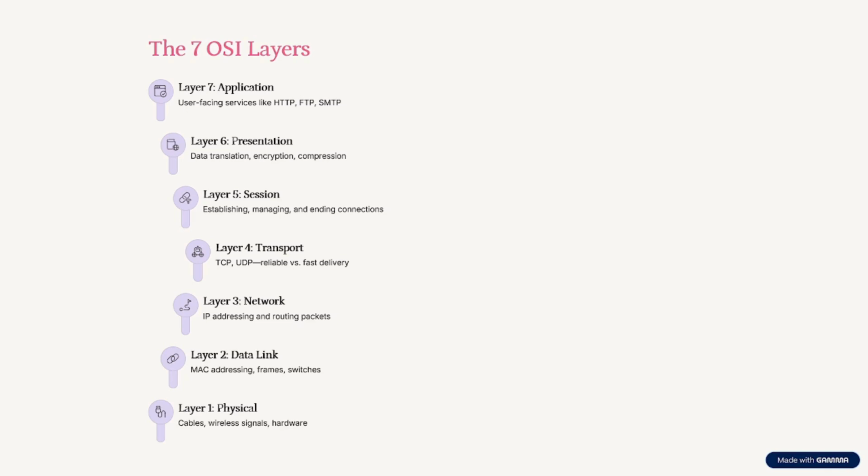Next comes layer 6, the presentation layer. The presentation layer is responsible for data encoding and decoding, encryption and decryption, and compression. This is where SSL and TLS operations logically occur. Security considerations include weak cipher suites, improper certificate validation, and encryption downgrade attacks. If encryption is improperly implemented, confidentiality is compromised.